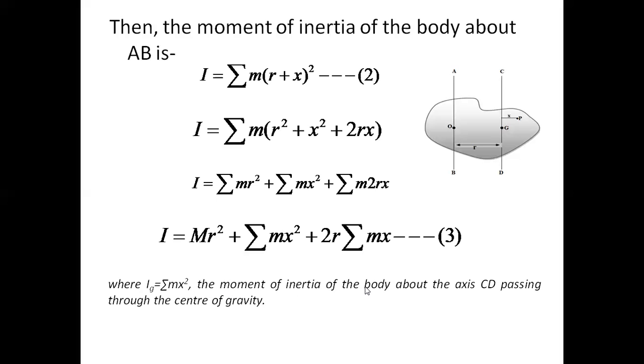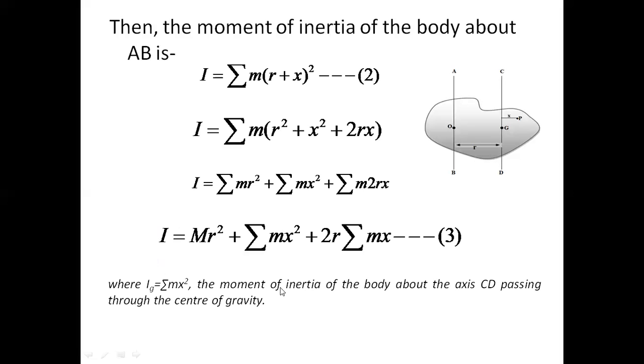which is the moment of inertia of the body about an axis CD, and this axis CD passes through the center of gravity. Just I means it is the moment of inertia of the whole body about AB. Ig means moment of inertia of the body about an axis which passes through the center of gravity.